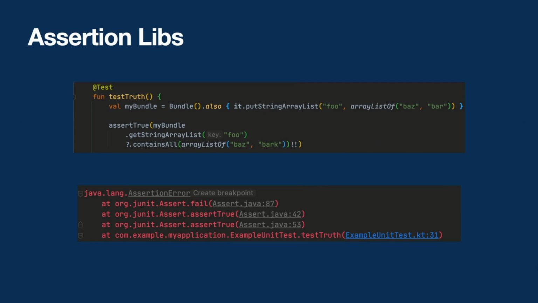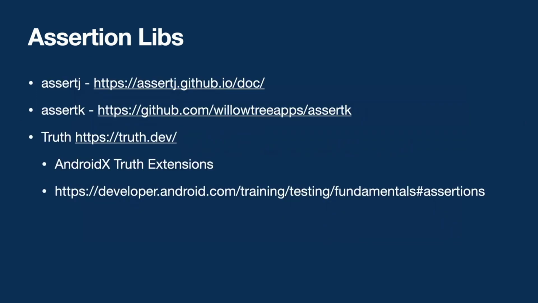So because of this, it's very common to use assertion libs. AssertJ, AssertK for Kotlin, and Truth is a popular one. AndroidX provides extensions to the Truth library that help you with Android APIs. So if you're doing assertions on things like bundle or things like intent and certain Android APIs, you can get extensions to Truth to help you with that. If you're using AssertJ or AssertK, you might just have to write your own extensions to those libraries to cover the Android APIs.